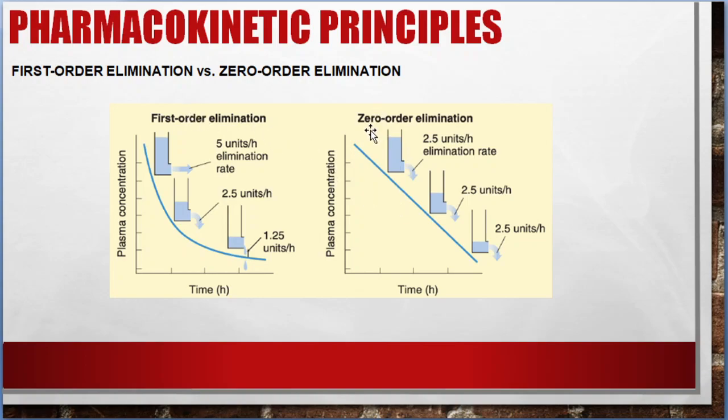Kaya nga tinatawag natin zero order, guys, kasi nga it will reach a 0 point. Tingnan nyo, magiging 0 yan. For example, 10, subtract mo ng 2.5, nagiging 7.5. Subtract mo ng 7.5 minus 2.5, nagiging 5. Then 5 minus 2.5, nagiging 2.5. Tapos 2.5 minus 2.5, nagiging 0.